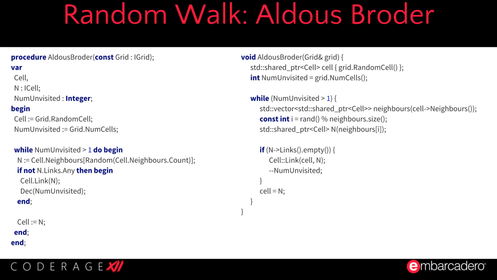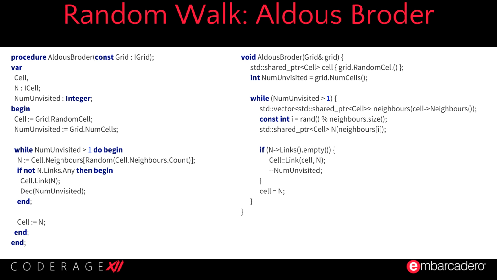So again, this is quite a short method. We basically pick a random cell, and we want to know when the algorithm terminates. Well, the algorithm terminates when there are no cells left to visit. And so that's pretty easy to keep track of just by counting them, starting off at the number of cells that the grid has. And so while there are unvisited cells, we find a random neighbor for our cell of interest.